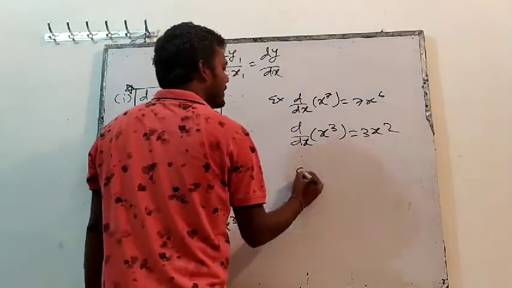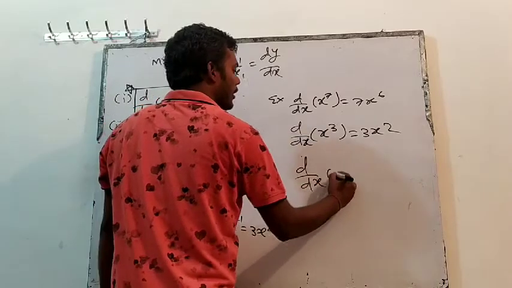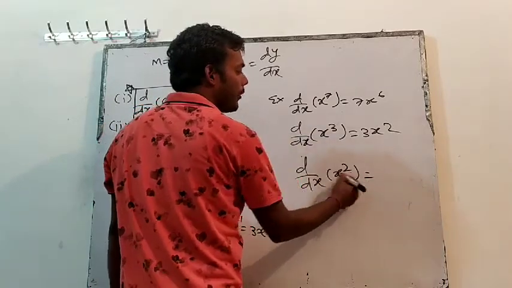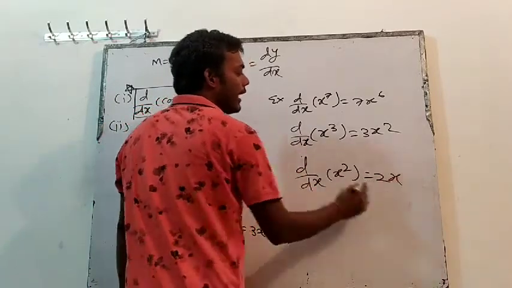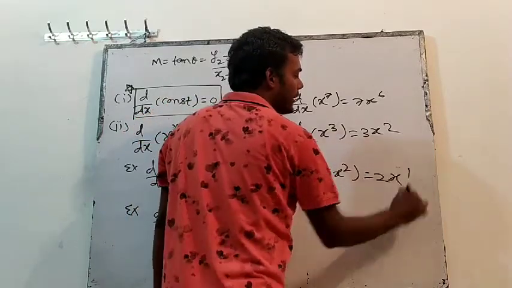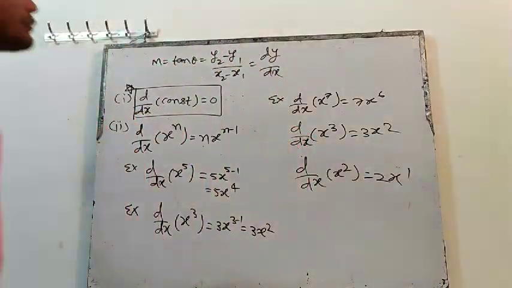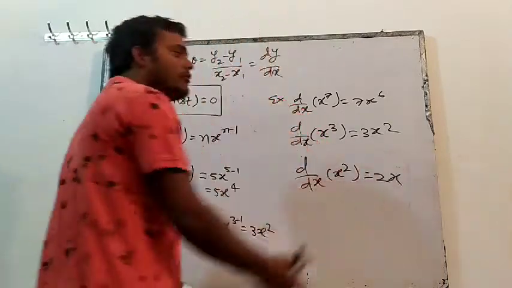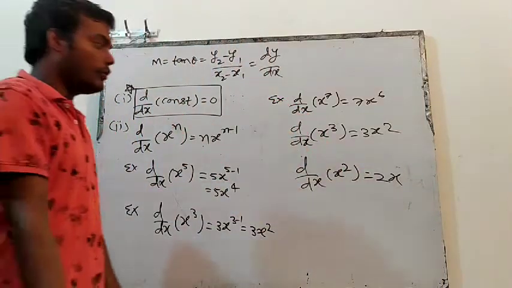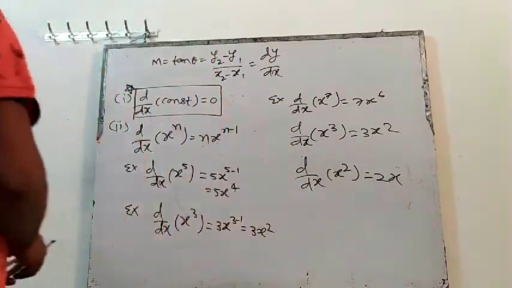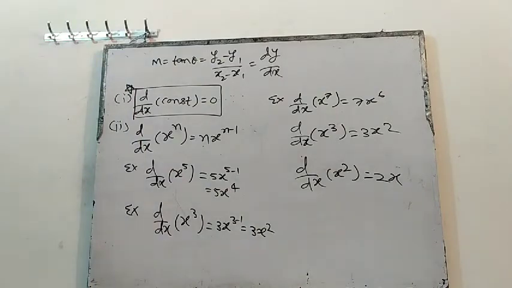3x square. Differentiation of x square. Tell me firstly. Whatever the power is we will write here, then x, and then power minus 1. 2 minus 1. What will this be? 2x1. So the differentiation of x square is 2x. Power is 1. Will you add it or not? No effect. So differentiation of x square will be 2x. Is it clear?